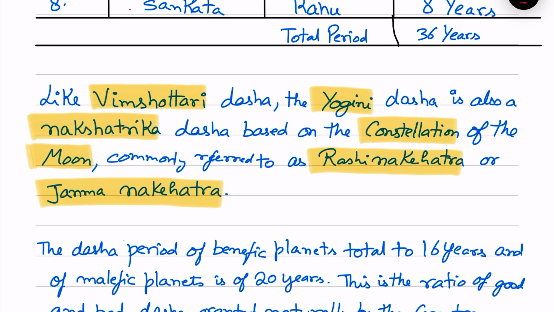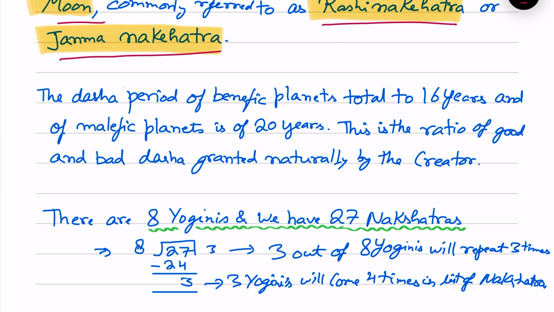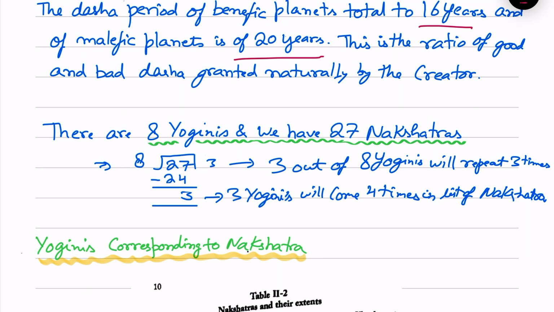Like Vimshottari Dasha, Yogini Dasha is also a Nakshatra based dasha, and these are the constellations of the Moon. The dasha period of a benefic planet is 16 years, and of all the malefic planets is 20 years, out of these 36. So, there are 8 Yoginis. If we divide 27 by 8, we get 3 as the remainder, and so 3 Yoginis will come 4 times in the list of nakshatras and 5 will repeat 3 times.